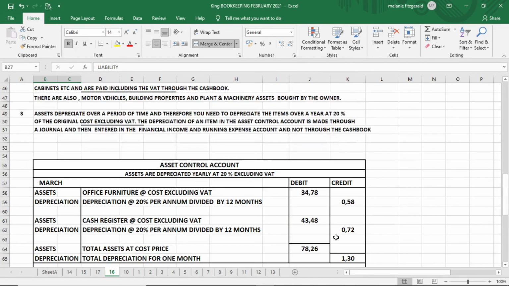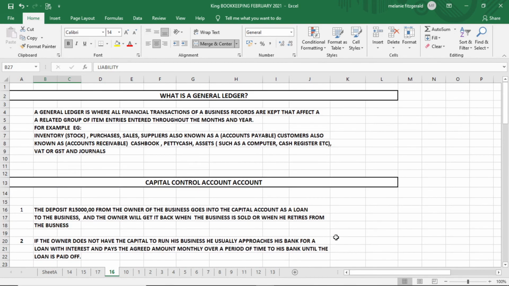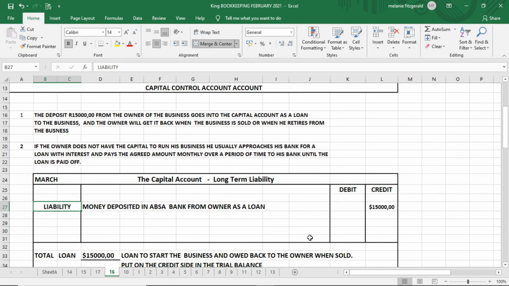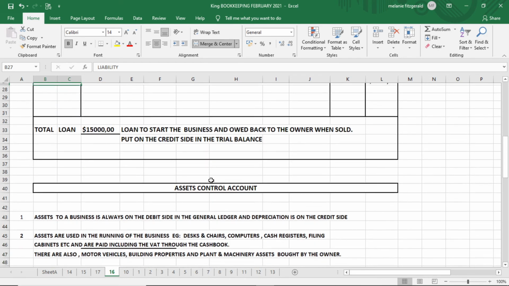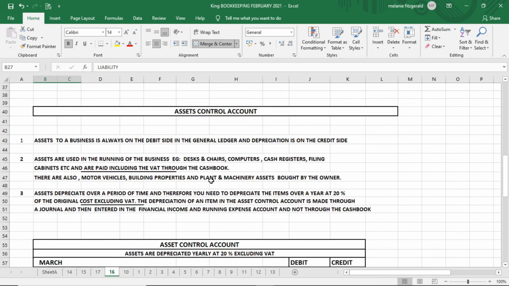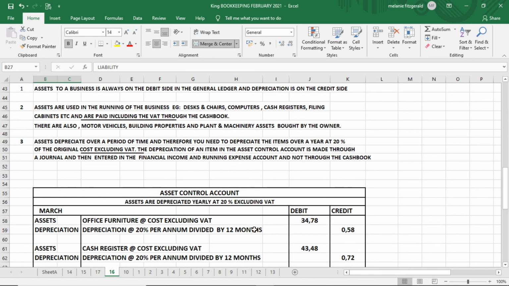Okay, I hope this all helped you. Basically, your capital account is the money that the owner puts in to help the business along over a period of time when the business is not making profit, just to get it off its feet. He puts in that money. And then the assets that we buy for the business depreciate over time, so you have to account for it somehow. Nothing stays at the same value. So that's where you have the asset control account, and then you apply the depreciation at 20% per annum.